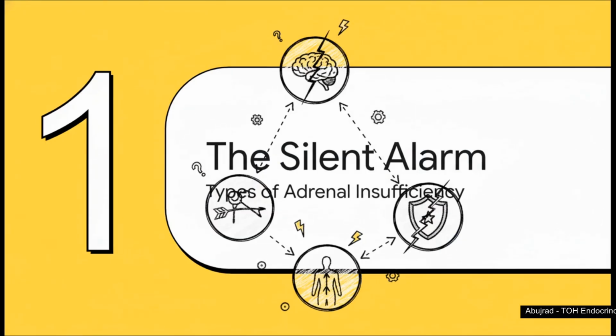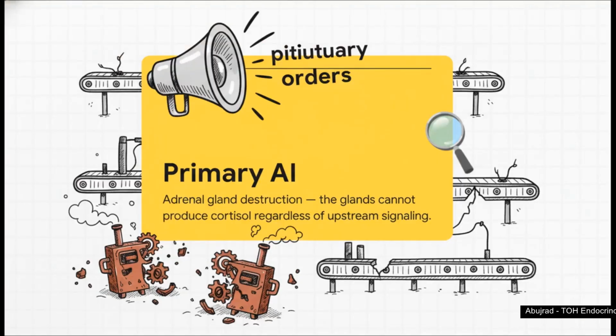All right, first things first. Before we can even think about diagnosing it, we have to understand where the problem is along the HPA axis. Where's the breakdown happening? Turns out there are really three main points of failure. So think of primary AI as a total factory failure. The adrenal glands themselves, the machinery on the factory floor, are just broken. The pituitary gland can be shouting orders, sending ACTH all day long, but if the equipment is offline, no cortisol is getting made. Simple as that.